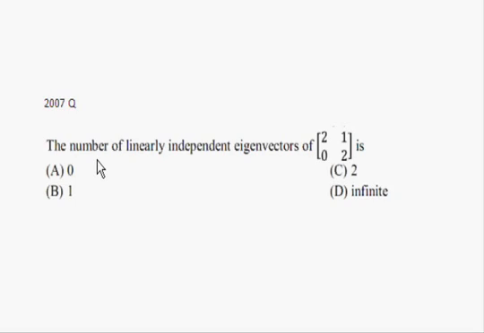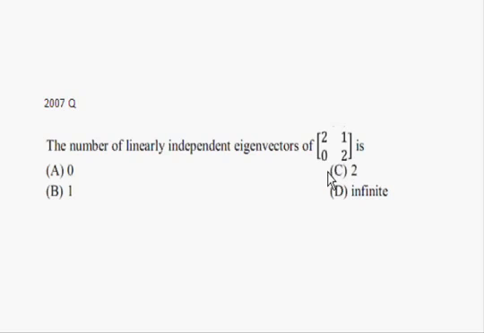This is a 2007 question. The number of linearly independent eigenvectors of this is what? You first remember one formula, that the number of linearly independent eigenvectors is always equal to the rank of the matrix. So here the rank of this matrix is, the determinant value is not 0, because 2 into 2 is 4. So the determinant value is not 0, so rank is 2. The number of linearly independent eigenvectors is the rank of the matrix, and the rank is 2, so the correct answer is C, 2.